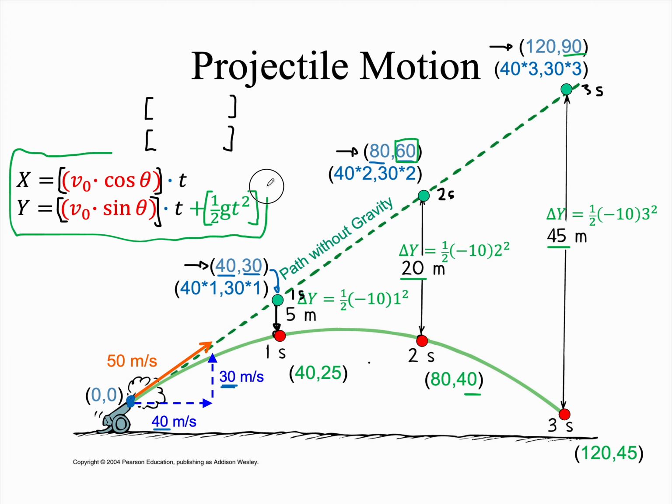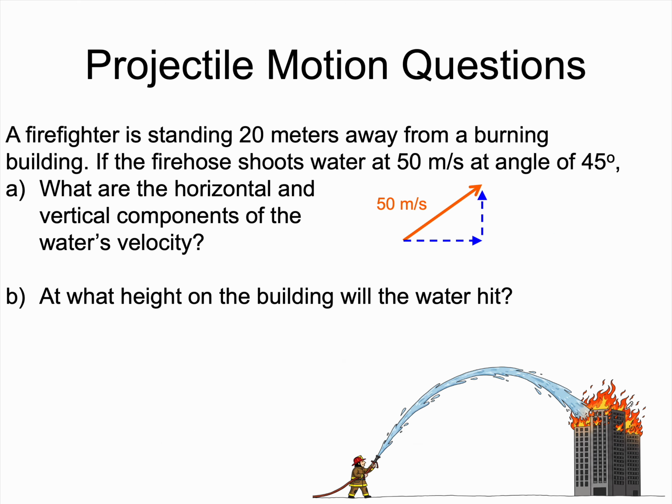It's a very simple idea that even for non-horizontally launched projectiles, the distance you fall each second is still the same as for just an object with gravity released from rest. So let's try a couple of quick problems.